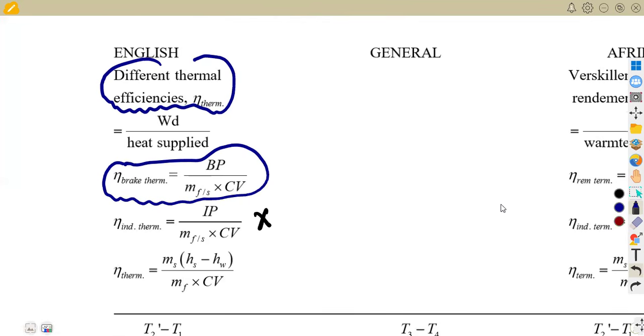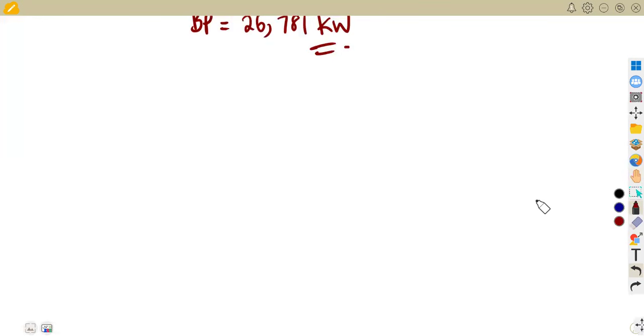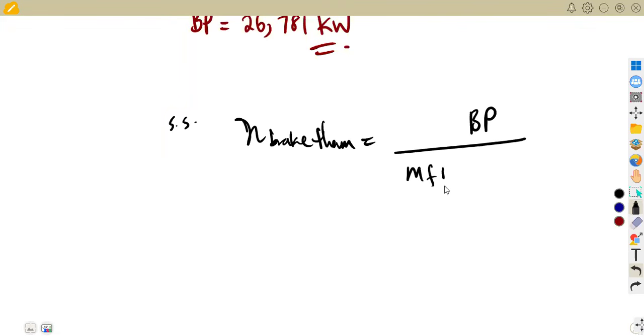We calculated the brake power. The mass of fuel per second is there. The calorific value is also there. So we're just going to insert our values into the formula. In this case, we just have to write our formula properly so that we can insert our values. So that's 5.5. That is our brake thermal efficiency. Brake thermal efficiency is given as the brake power over the mass of fuel per second.